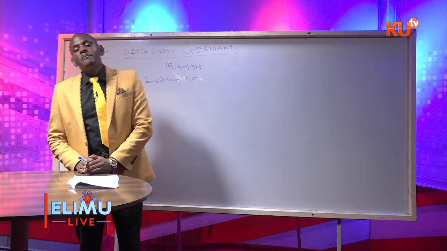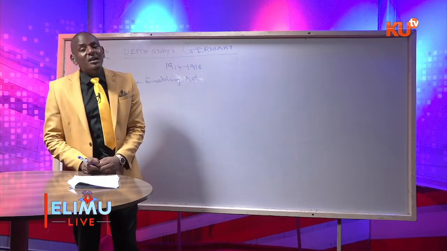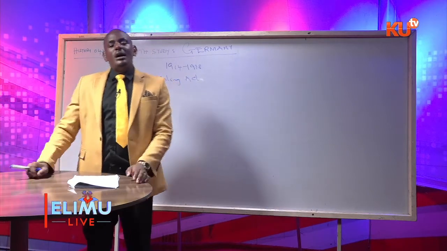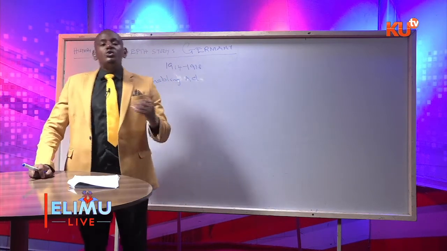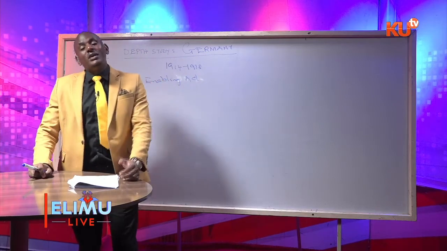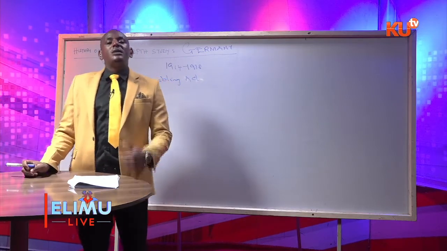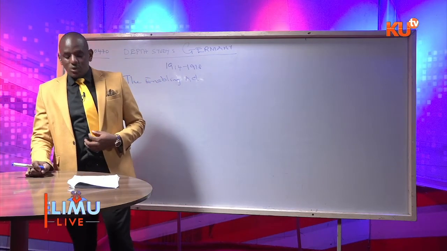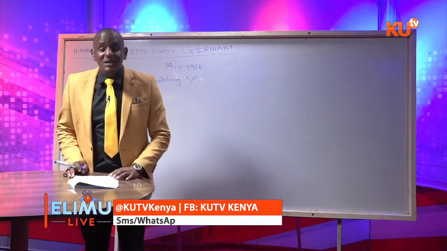And therefore, in a nutshell, you must be able to understand the Weimar Republic from that particular background. How did it come into existence? What were some of the clauses or articles in the Weimar Constitution that supported democracy? And what were some of the disadvantages of those particular articles?